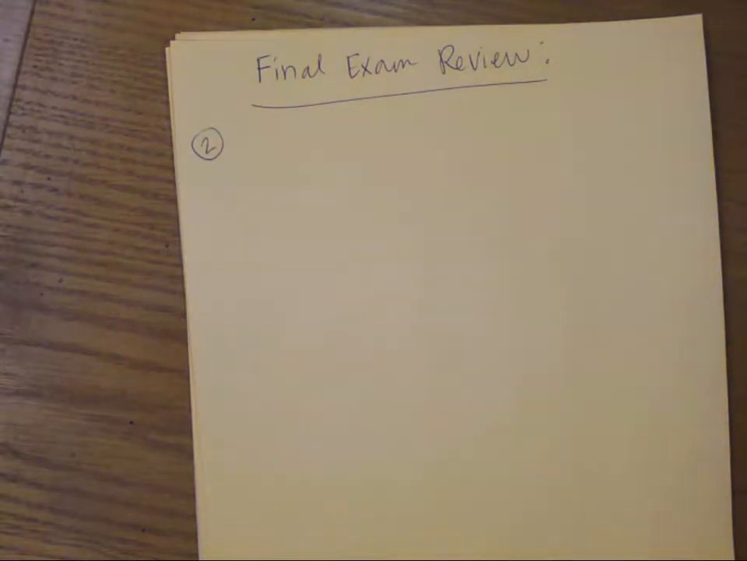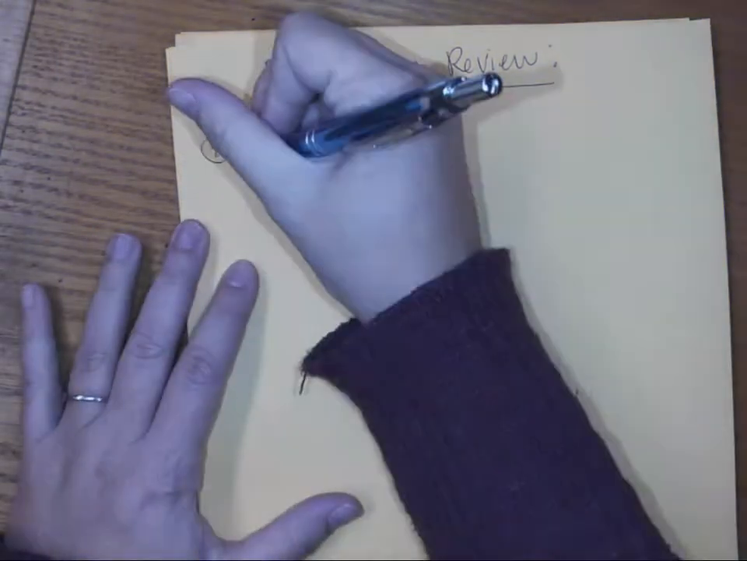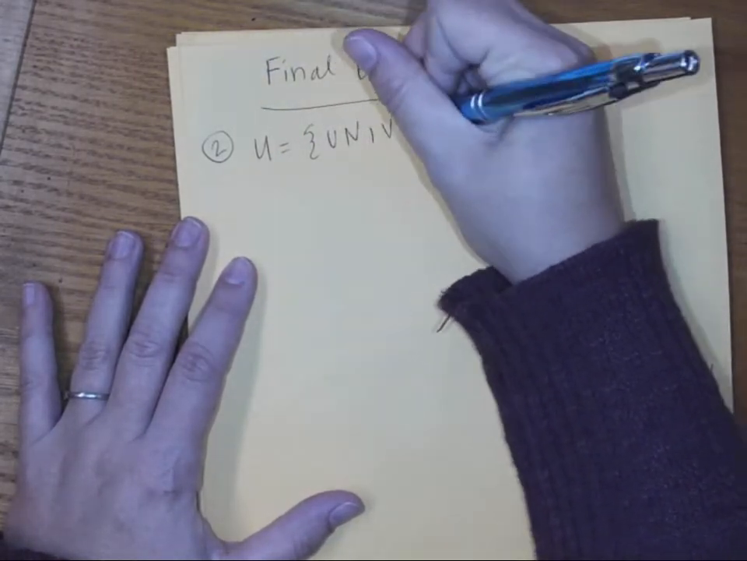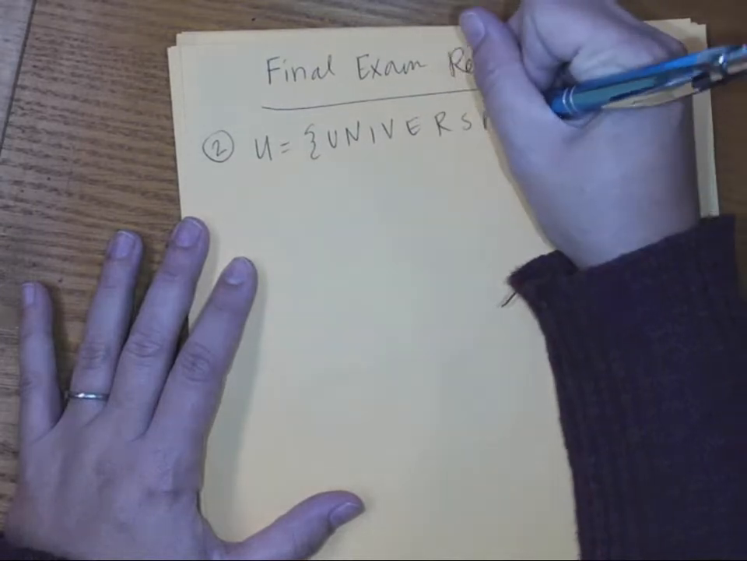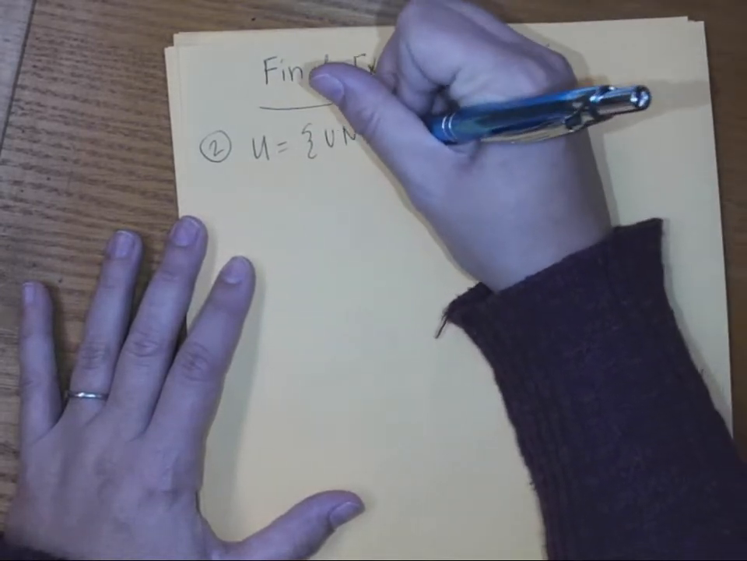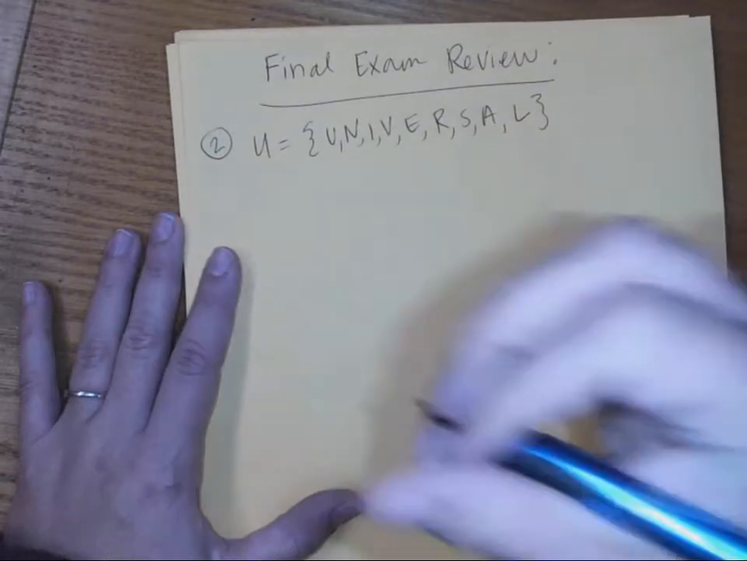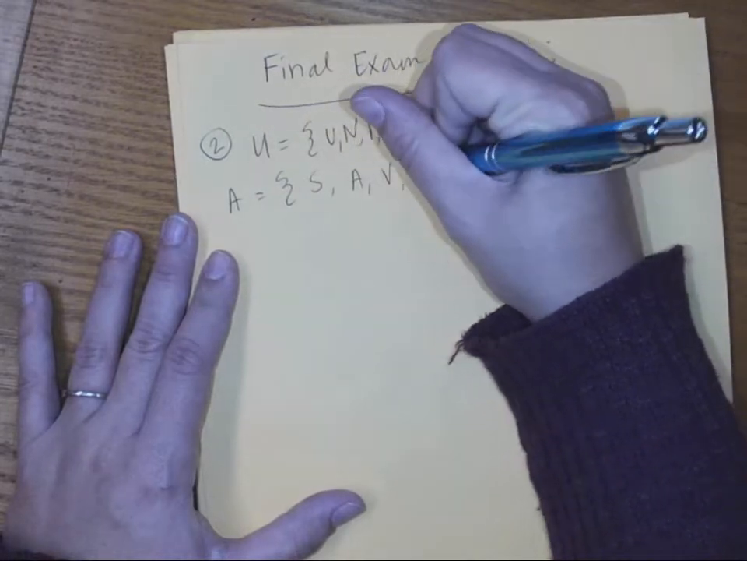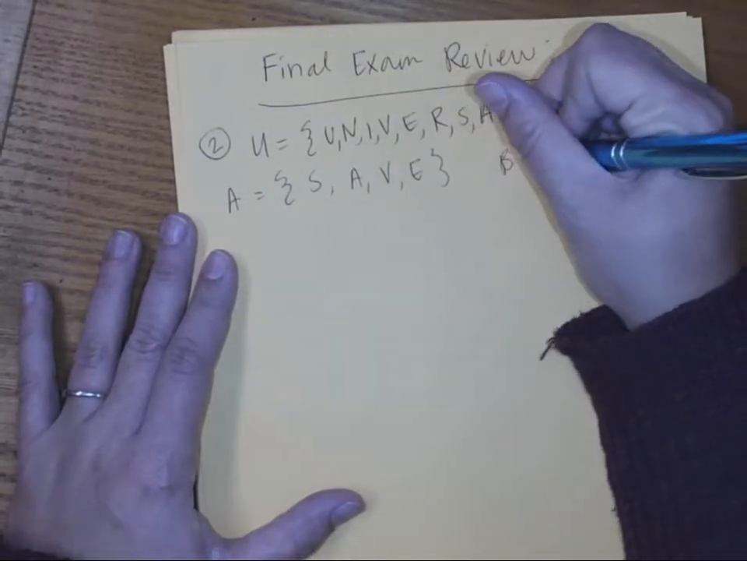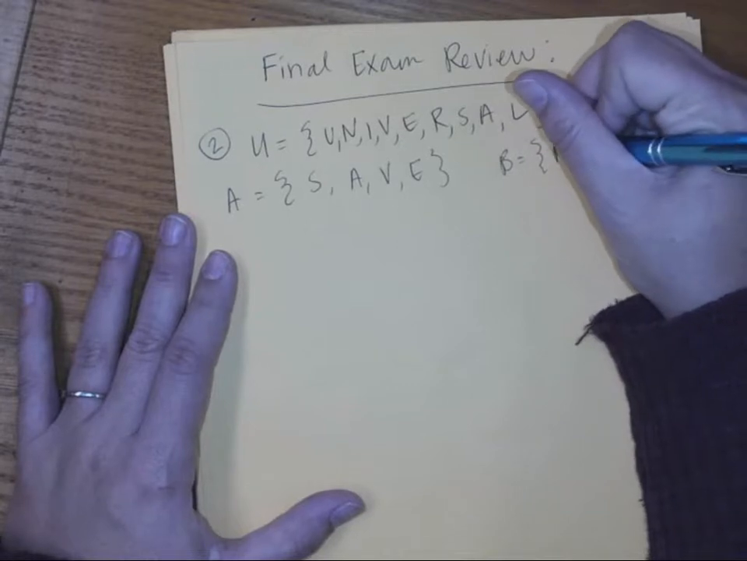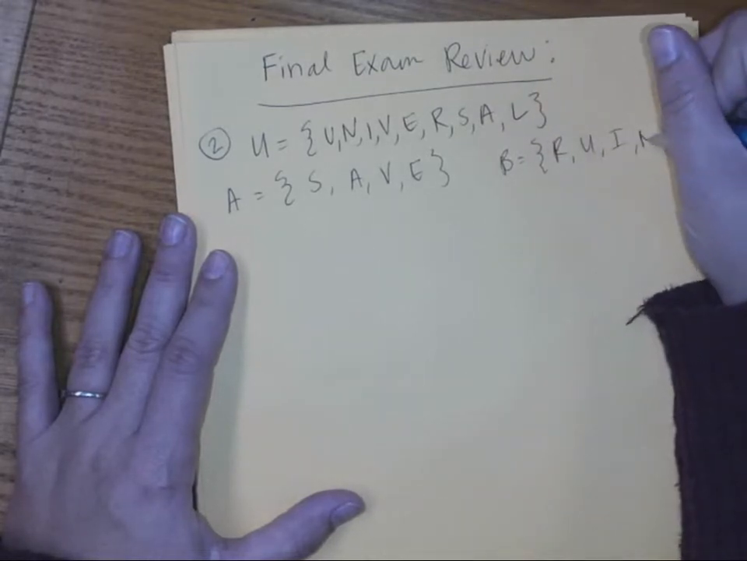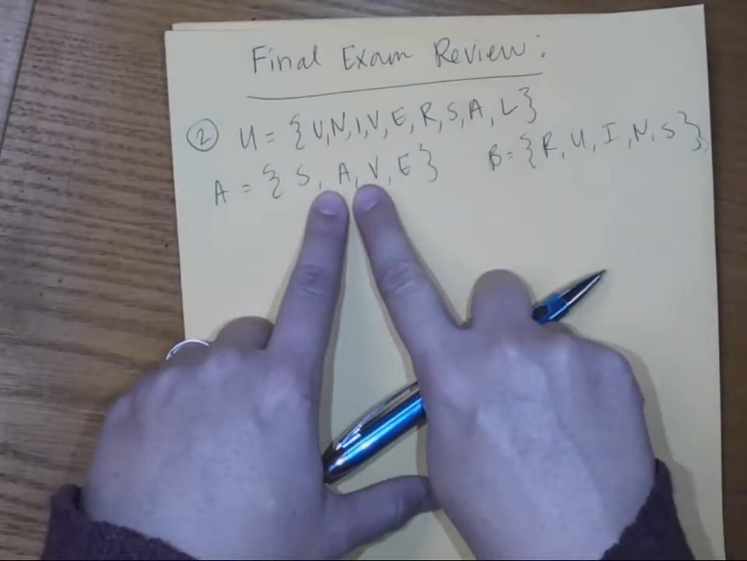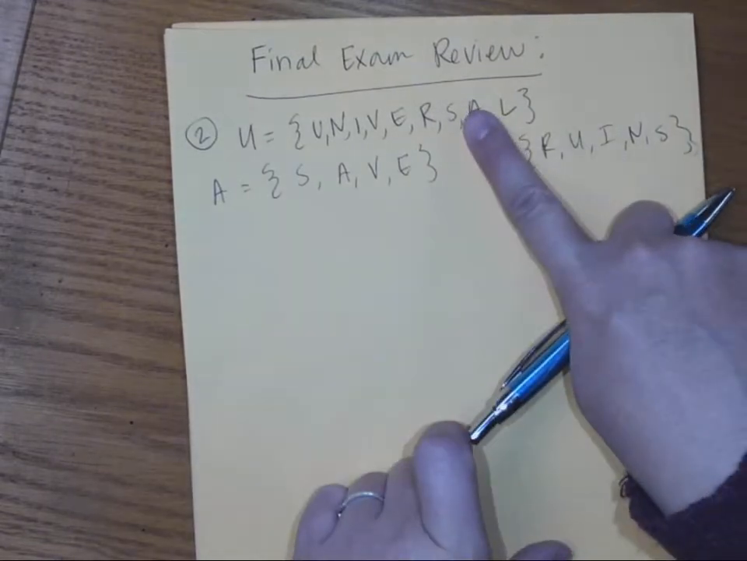So starting off with number 2, it gives you the universal set, and it has the letters U, N, I, B, E, R, S, A, L. So this is all the letters that are options to use. Set A is the set of letters S, A, V, E. Set B is the set of letters R, U, I, N, S. And notice that this is a subset of the universal set, and this is a subset of the universal set.